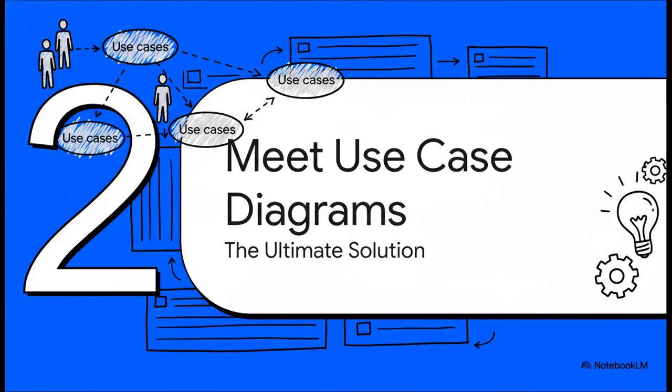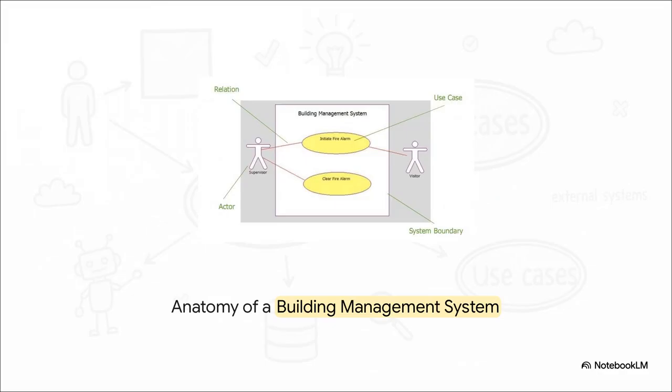Moving on to Section 2, meet the use case diagram, the ultimate solution. Okay, we know we need to divide requirements up, but what does that actually look like in practice? Think about the anatomy of a building management system. You've got a few key pieces. First, you have the actors. These are the external folks, like a supervisor or a visitor. Second, you have the use cases themselves, the actions, like initiate fire alarm.